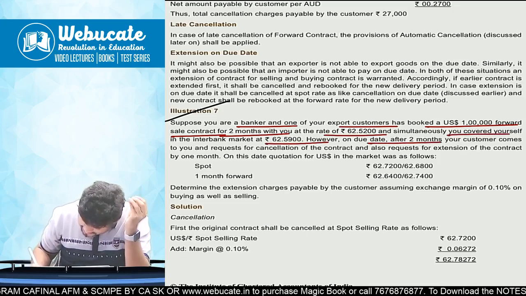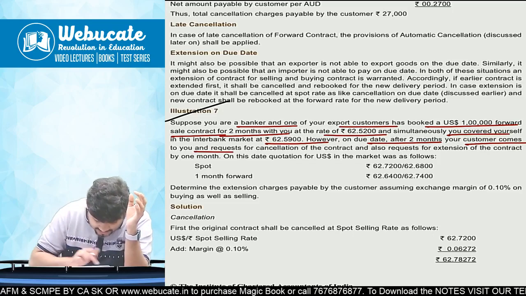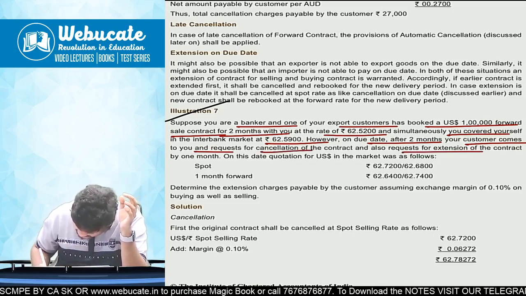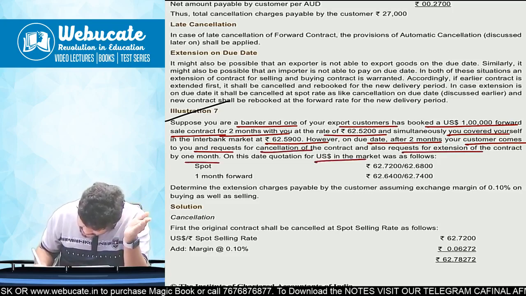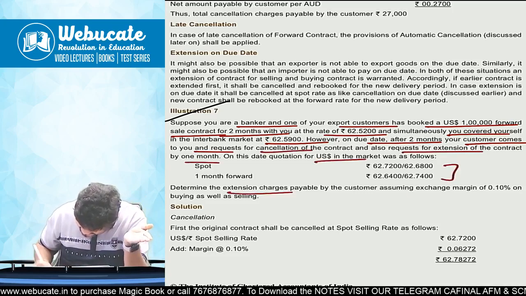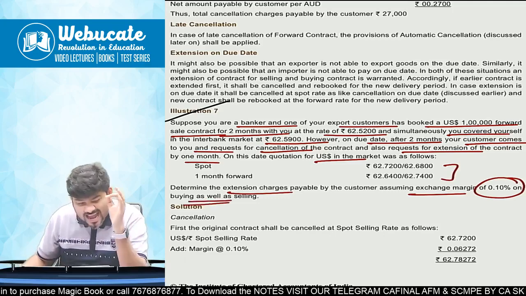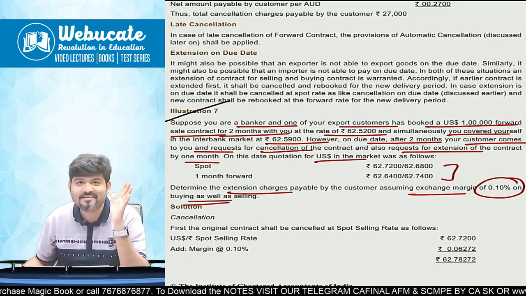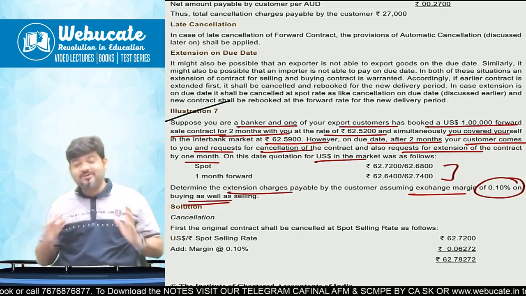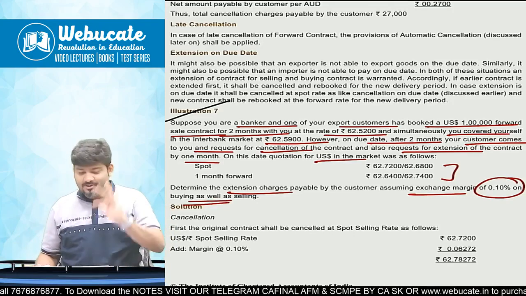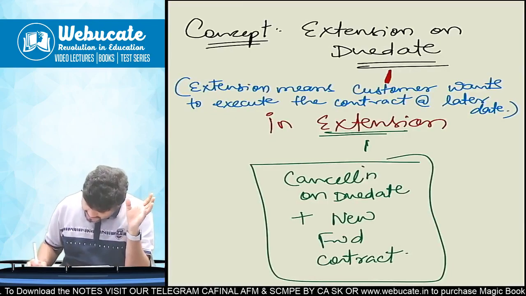However, on due date after 2 months, your customer comes to you and requests for cancellation of the contract and wants extension of the contract by 1 month. On this date, the quotation is as follows. Determine the extension charges payable assuming margin of 0.1%. Ideally, you should pause the video and solve this sum. I will go ahead with the flow, but ideally, you should solve it. What is this question? Extension on due date.